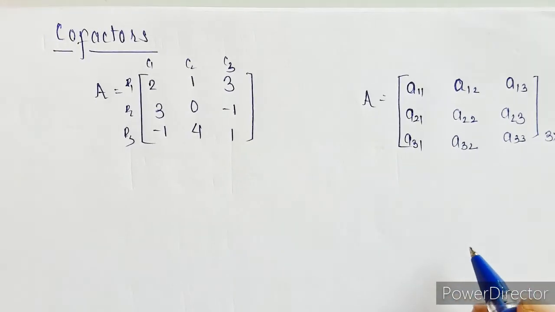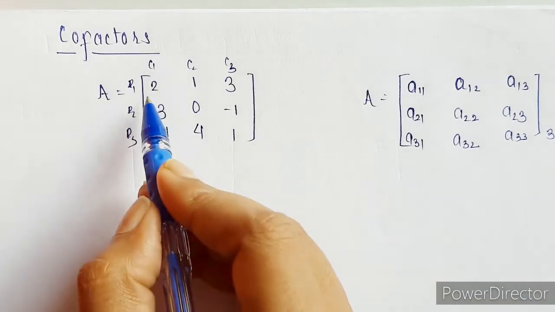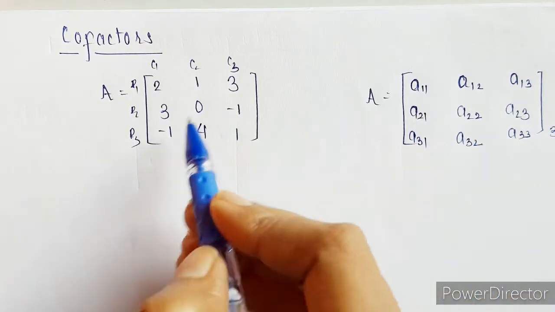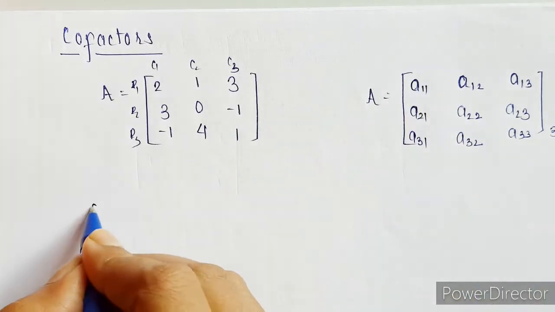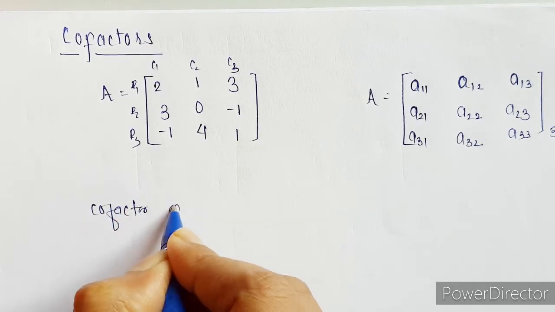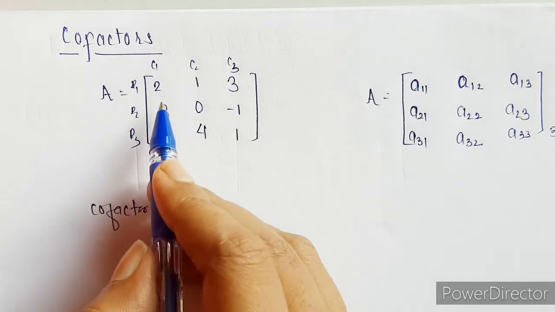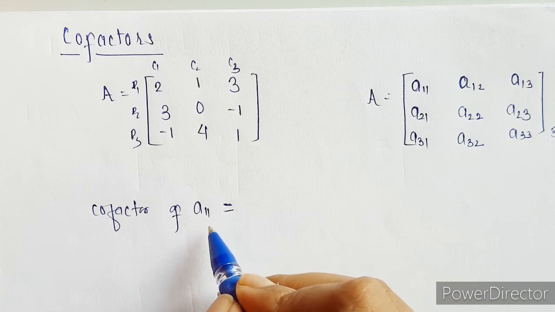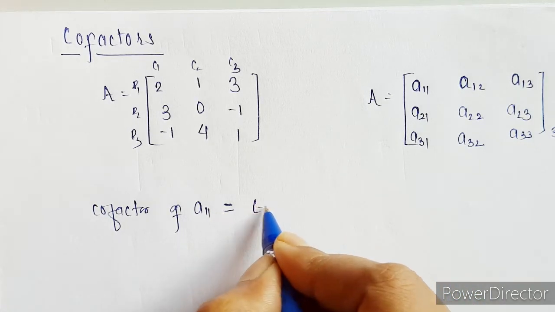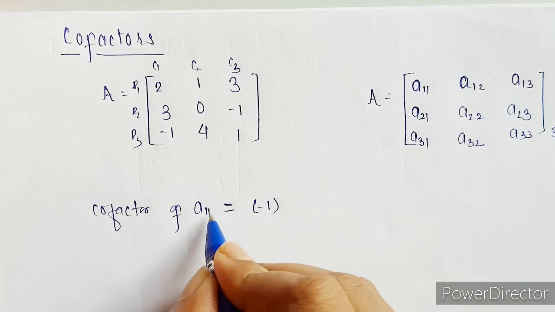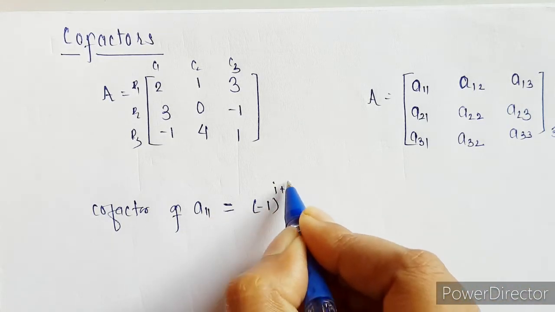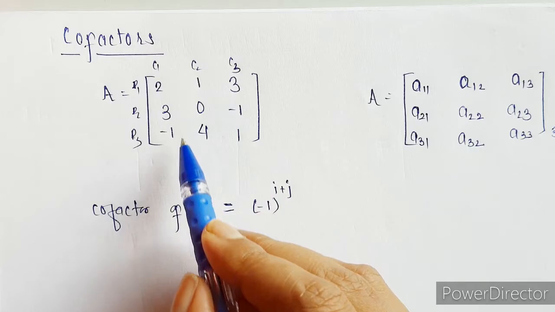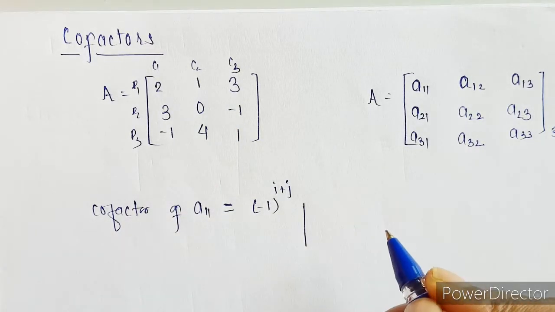Now we need to find cofactors. So let me start with the first one, the cofactor of A11, the first element. In this case A11 is 2. Whenever we are finding a cofactor, we have to take care of the negative sign, and this will be minus 1 raised to power i plus j, and then the determinant of the remaining terms.